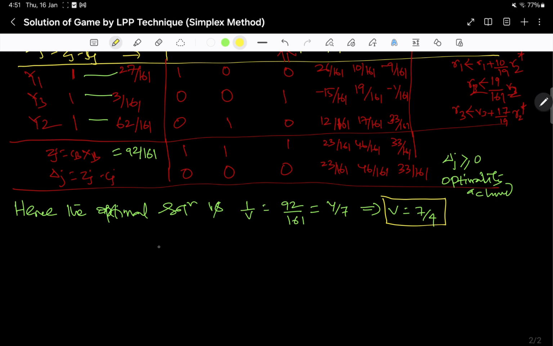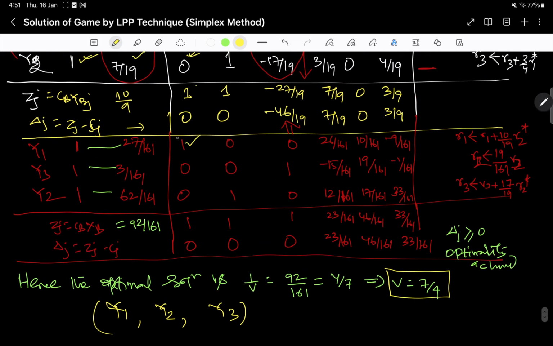V is 7 by 4. So what is Y1, capital Y1, capital Y2, capital Y3? Your Y1 will be 27 by 161, and your Y2 here will be 62 by 161. And your Y3 here is 3 by 161.